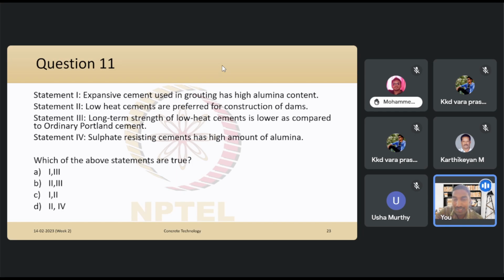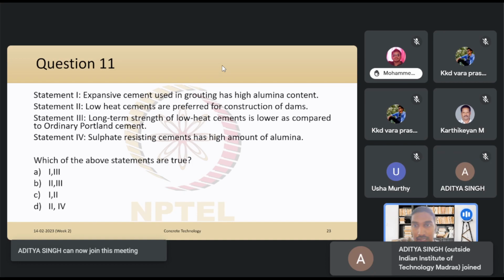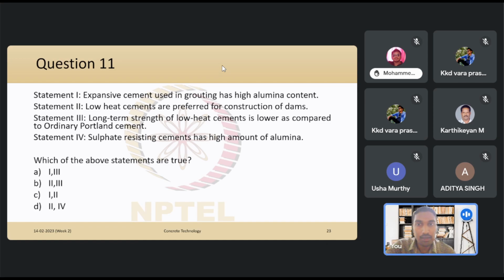We try to address it by reducing the amount of heat that is generated in the first place, because we know the dissipation is going to be lower, so we compensate by reducing the heat generated. To do that, we go for low heat cements. That's why statement 2 is correct. So out of the 4, 1 and 2 are correct and 3 and 4 are incorrect. So that's why the correct option is option C. Okay, any questions?